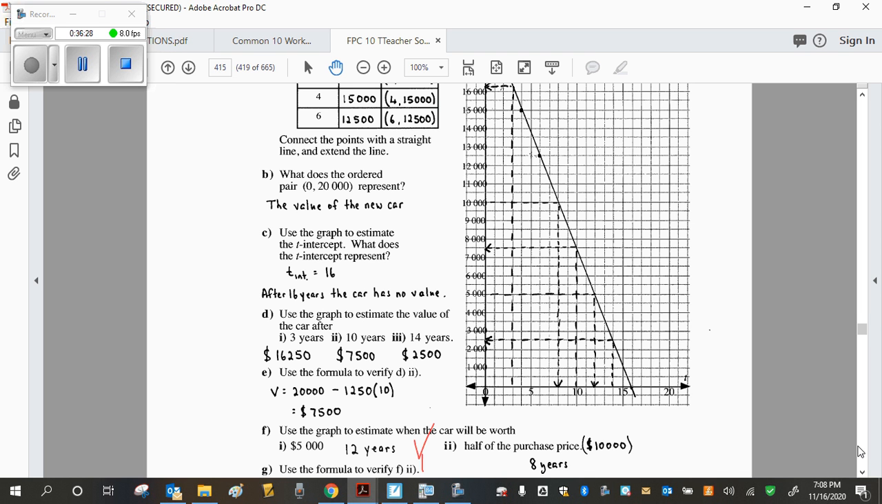Half the purchase price. Well, the purchase price is $20,000, so you divide that by 2, and you get $10,000. Where's 10,000? Here it is. Hit the graph, go straight down. What number is that? 8 years. Bravo.